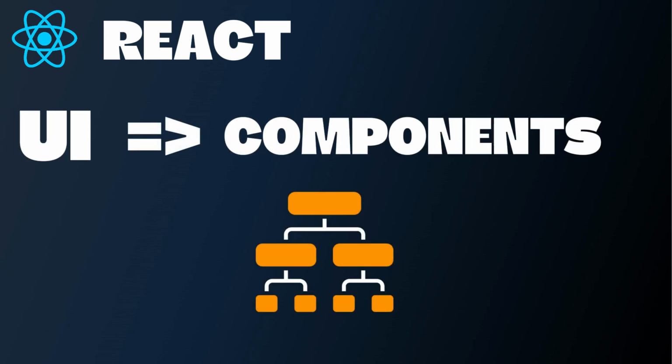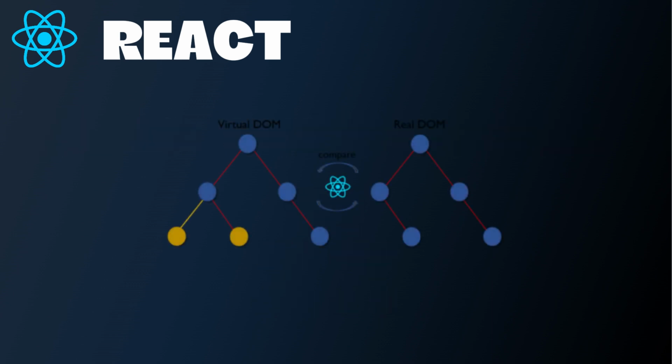Components are independent, reusable pieces of code that manage their own state. React's virtual DOM improves performance by updating only the parts of the page that change, rather than re-rendering the entire page. This makes React particularly powerful for building dynamic and high-performance web applications.